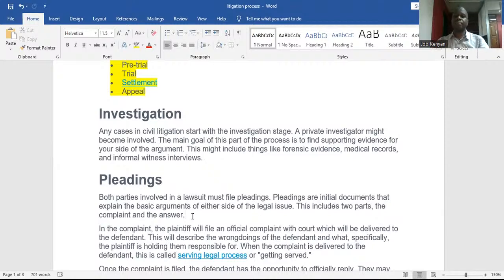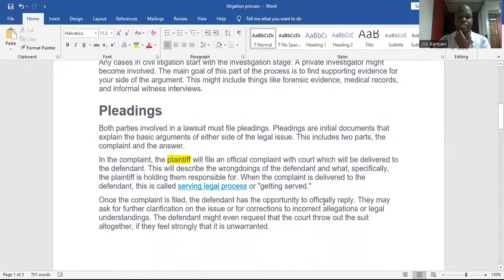In the complaint, the plaintiff will file an official complaint. The plaintiff is the complainant before the court. They file an official complaint with the court, which will be delivered to the defendant to answer. This will describe the wrongdoings of the defendant and what specifically the plaintiff is holding them responsible for. When the complaint is delivered to the defendant, this is called serving legal process, or getting served.